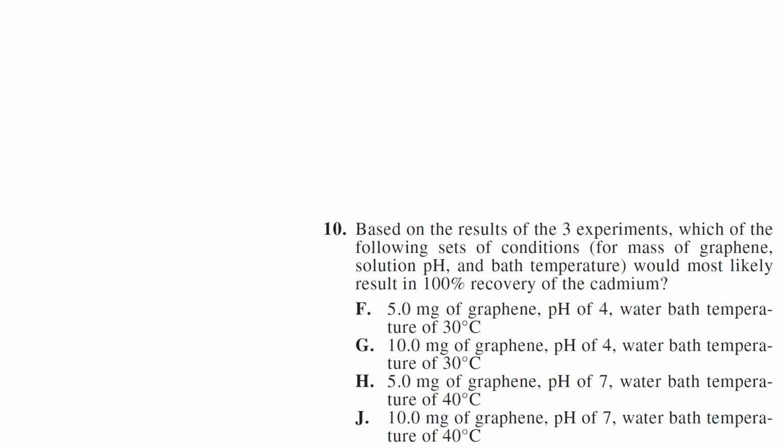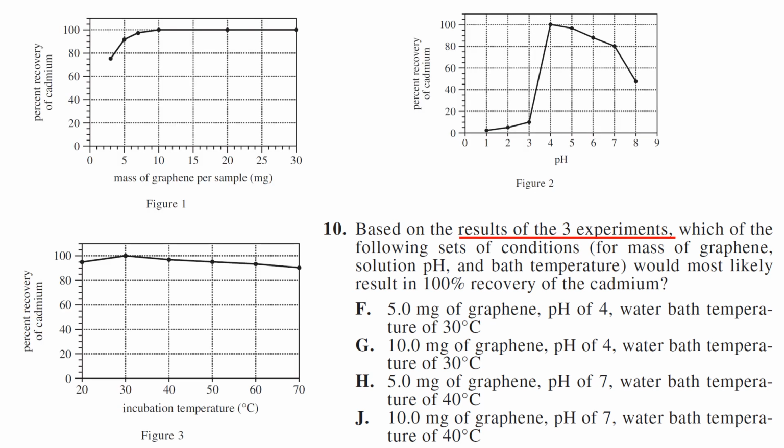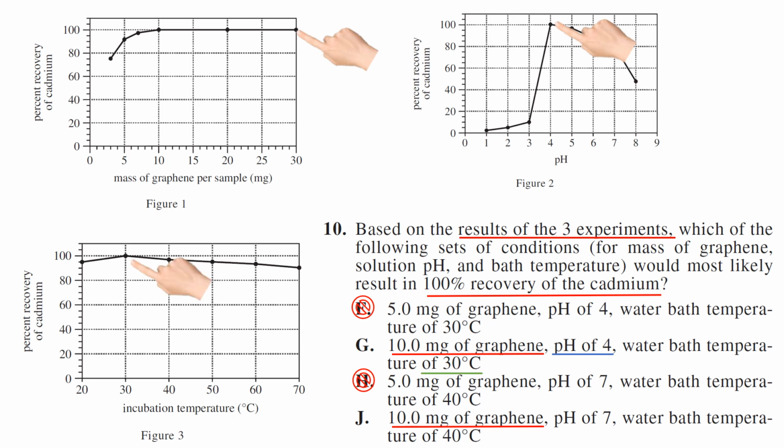Number 10, based on the results of the 3 experiments, so the results of all 3, which of the following sets of conditions would most likely result in 100% recovery of cadmium? So let's just go through one at a time. So we have in figure 1, it looks like at 10 milligrams, we get 100%. So G or J, we can eliminate F or H because that is only 5 milligrams. We can go to figure 2 at a pH of 4. So now we have our answer is going to be choice G. We could double check and say temperature of 30 in figure 3, and we would get our answer is G.